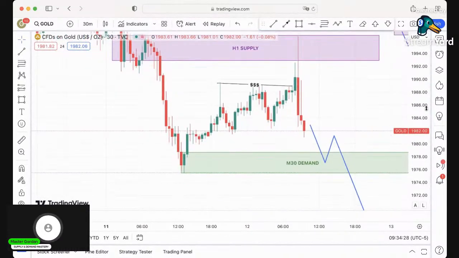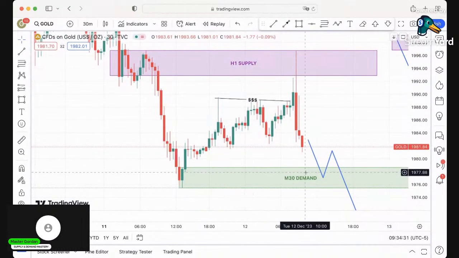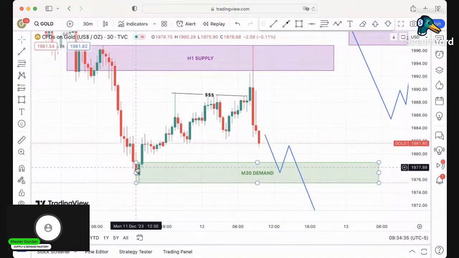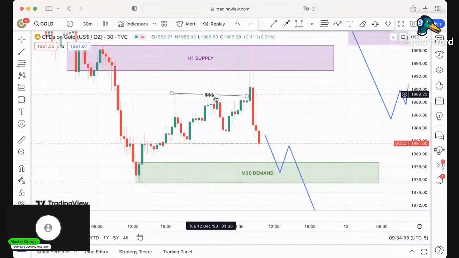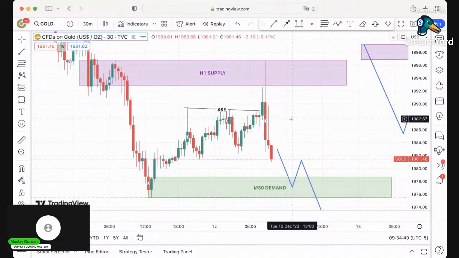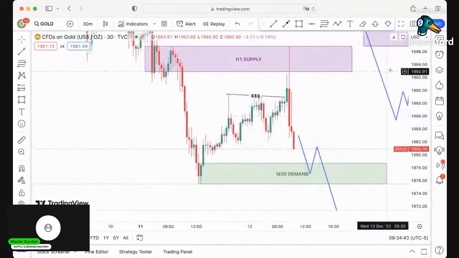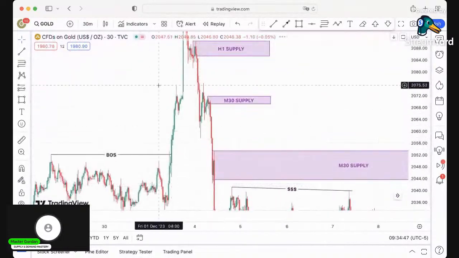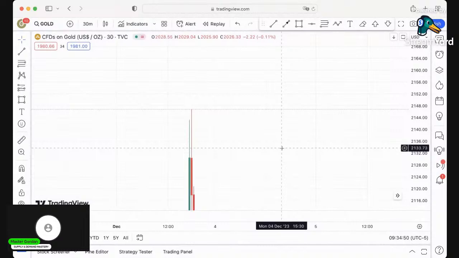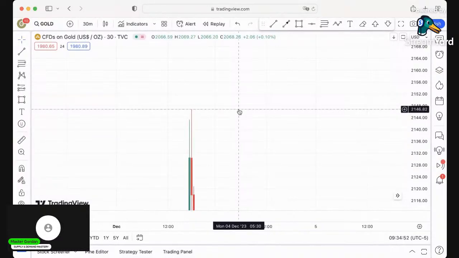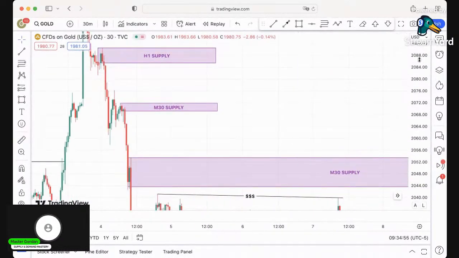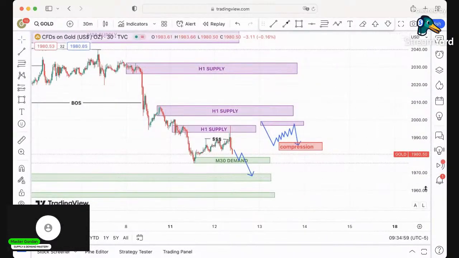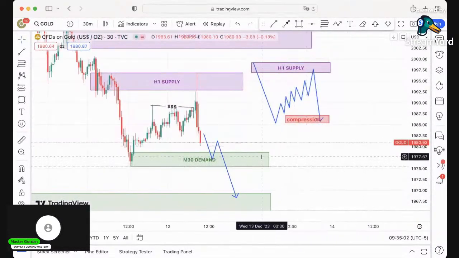So right now, the nearest demand zone we have is right here, M30 demand. Right, this is the last candle before the structure, before the bullish momentum. But overall in H1, yes, we are still in a downtrend. As you can see, when the price broke the all-time high, 2146, then all the way down until right now, I think it has dropped 1,500 pips. Yes, more than that. Right.